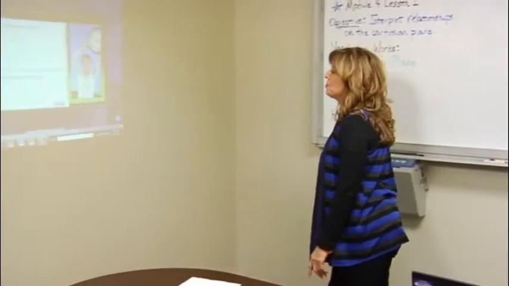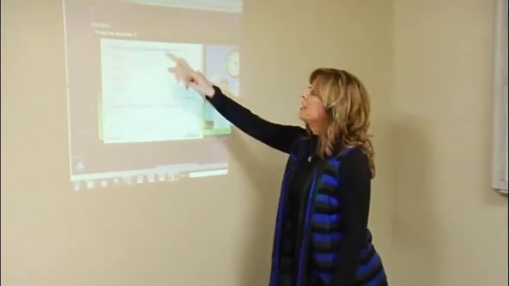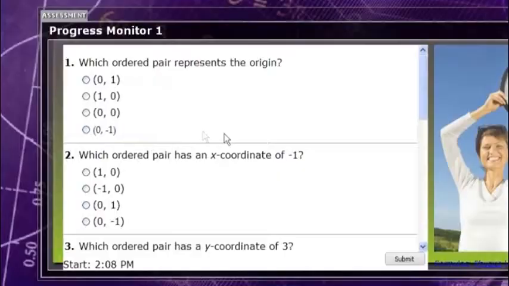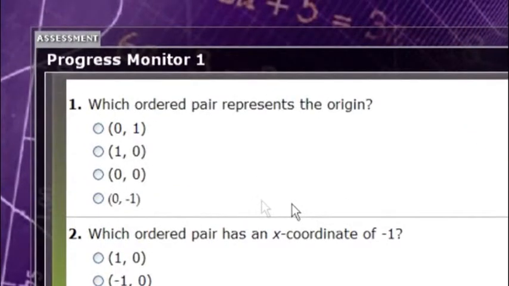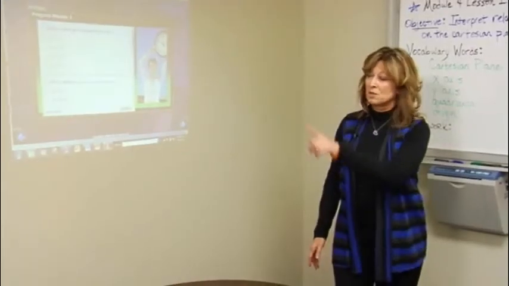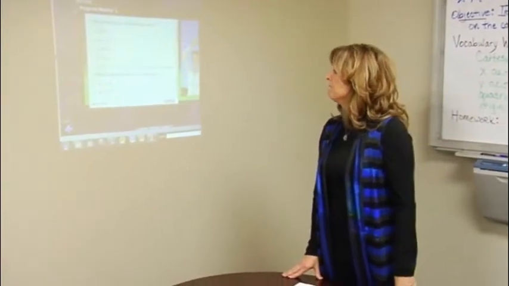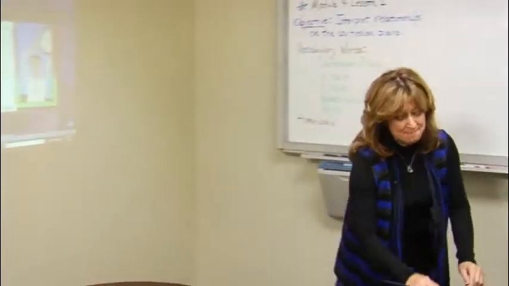question. I mentioned origin is a very important vocabulary word. Which ordered pair represents the origin? A, B, C, or D? What's the correct answer, class? C. C.